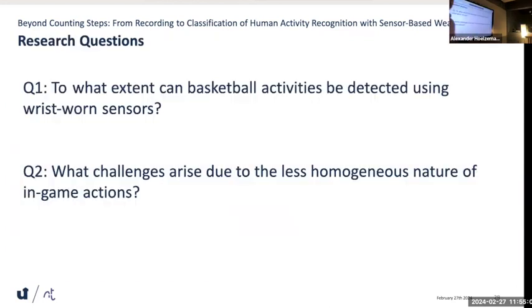We wanted to answer two research questions with this publication. First, to what extent can basketball activities be detected using wrist-worn sensors? And second, what challenges arise due to the less homogeneous nature of in-game actions?